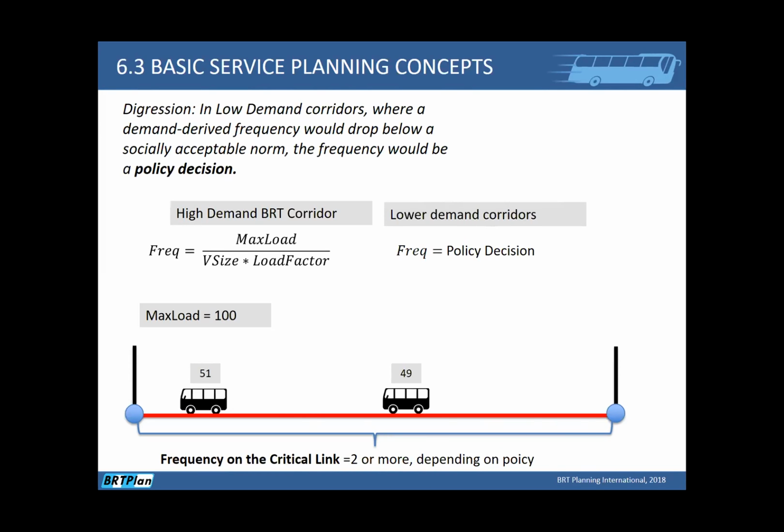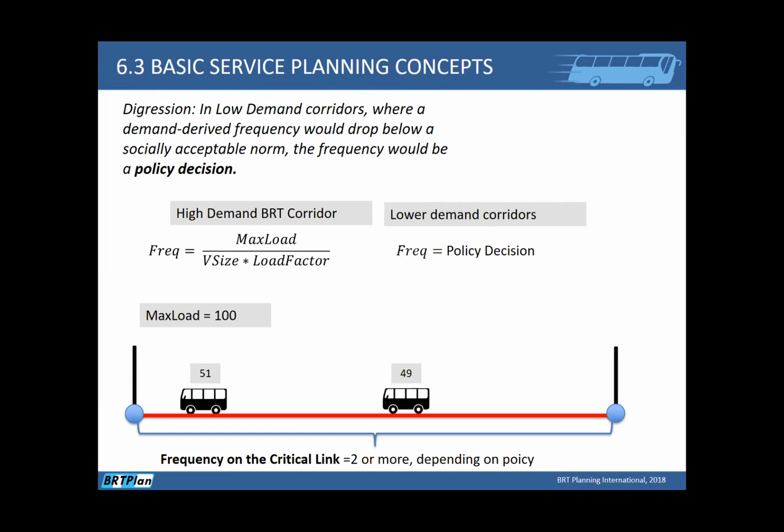Now, a brief digression about this. Because this service plan chapter is for BRT corridors, we're assuming that it's a pretty high demand corridor. So on a pretty high demand corridor, you're pretty much always going to set the frequency based on the maximum load divided by the vehicle's capacity adjusted for the load factor.